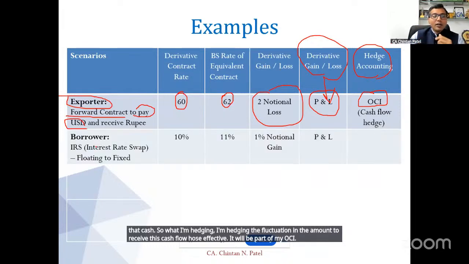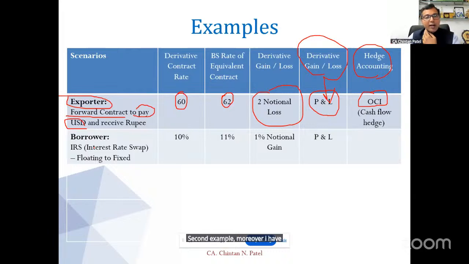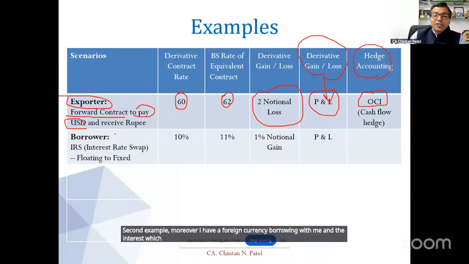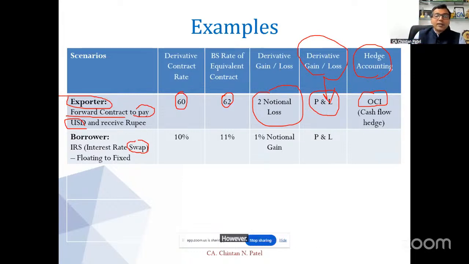Second example, borrower. I have a foreign currency borrowing with me, and the interest which I have is not fixed. Let us assume here it is an IRS swap. In a swap, we are talking about where I have a loan. It can be in my functional currency, the Indian rupee. However, the interest rate payable is a floating interest rate, LIBOR plus or some other benchmark plus a rate.